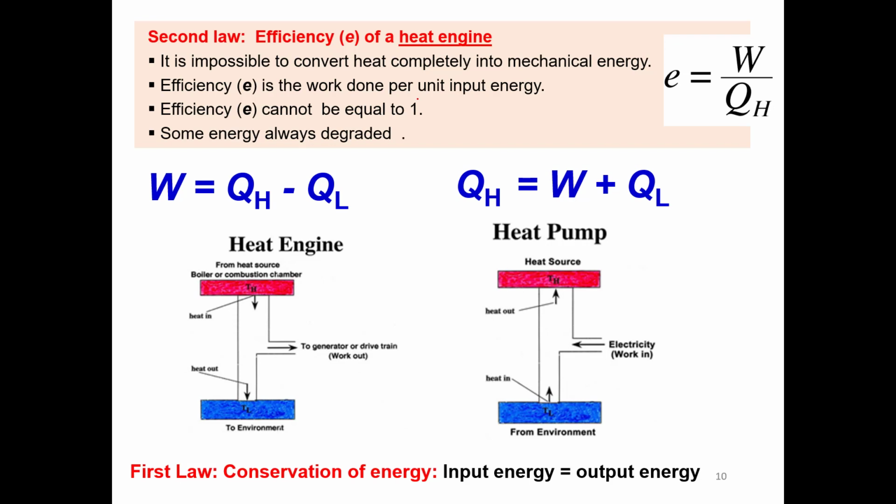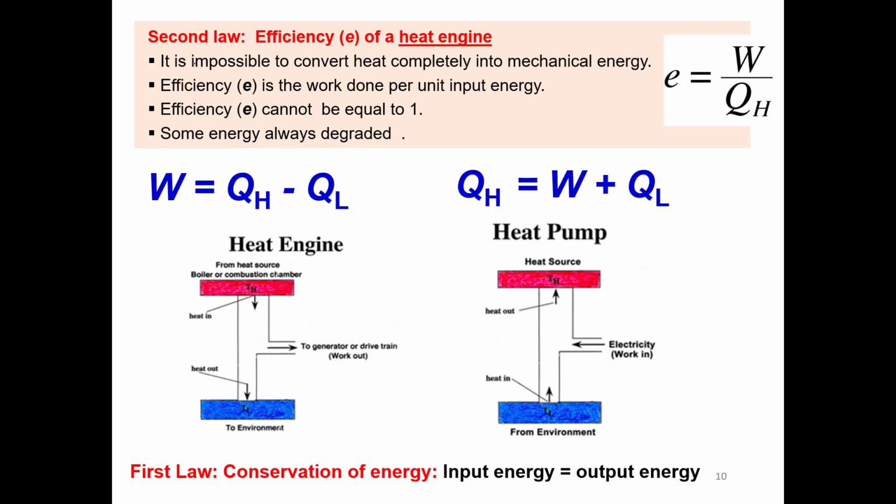Then also another statement of the second law of thermodynamics is related to the efficiency of the heat engine. These are the statements of this law: it's impossible to convert heat completely into mechanical energy. Why? Because we have some loss of energy in any engine, like friction, heat, sound. Then we will always lose some energy.